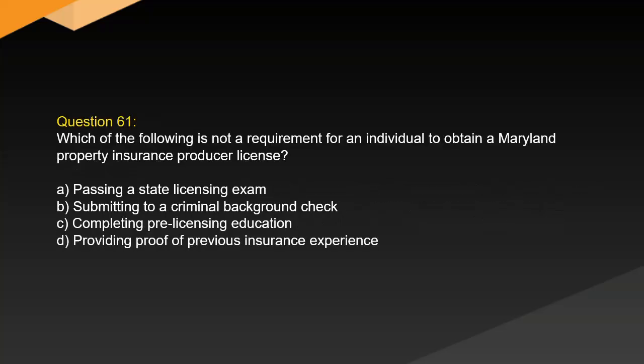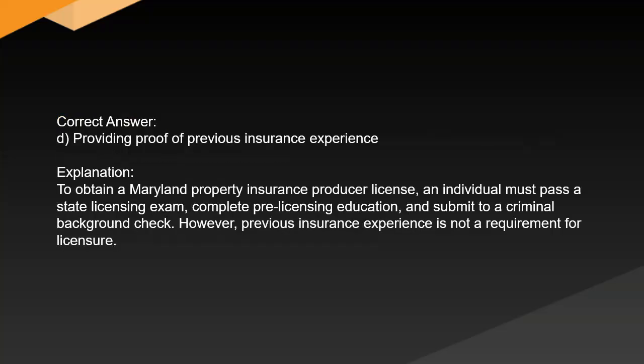Question 61. Which of the following is not a requirement for an individual to obtain a Maryland property insurance producer license? A. Passing a state licensing exam. B. Submitting to a criminal background check. C. Completing pre-licensing education. D. Providing proof of previous insurance experience. Correct answer: D. Providing proof of previous insurance experience.